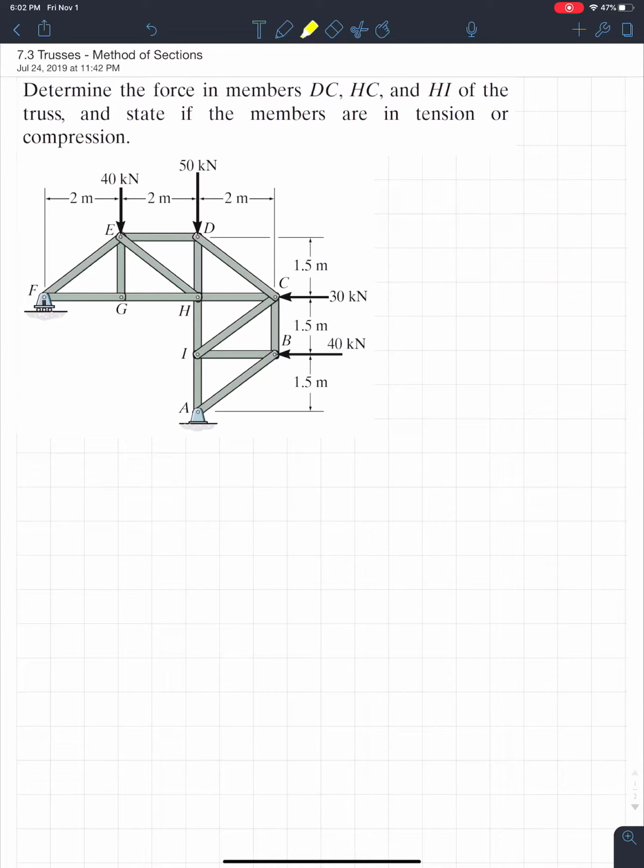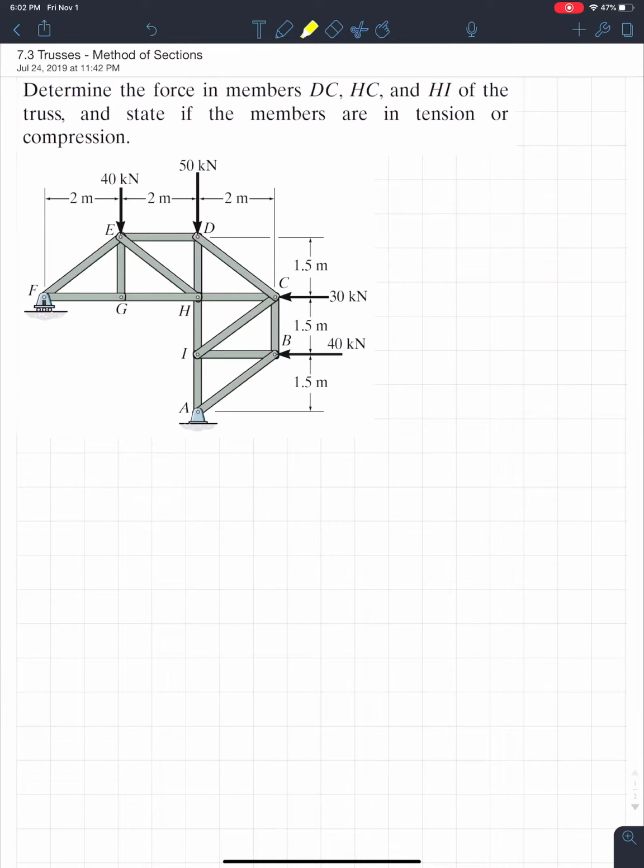As you remember, in the previous two videos, we did the method of joints. Instead of analyzing the truss as a whole, we break it into a part at each joint, and all the members at that joint turn into a force. Now, this method is really good if we have a nice small truss.